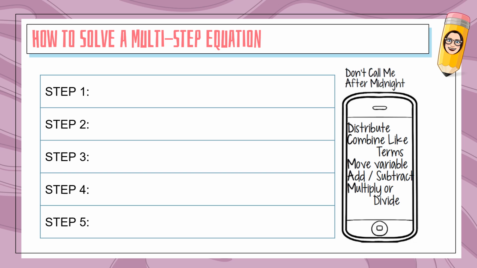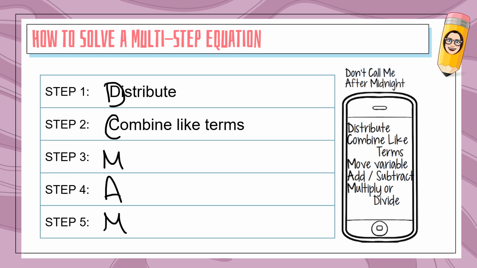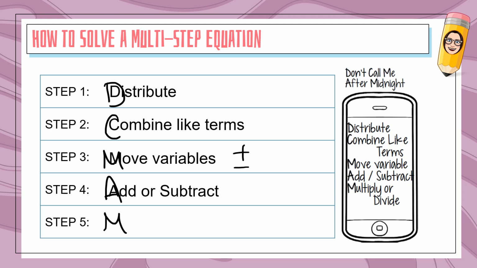Now, this is a review of the last unit. I like this silly little acronym, if it helps you: don't call me after midnight. D is distribute. C is combine like terms. M is move a variable, more specifically add or subtract your variables. Step 4, add or subtract. Step 5, multiply or divide. See how that works out? Get to memorizing those.